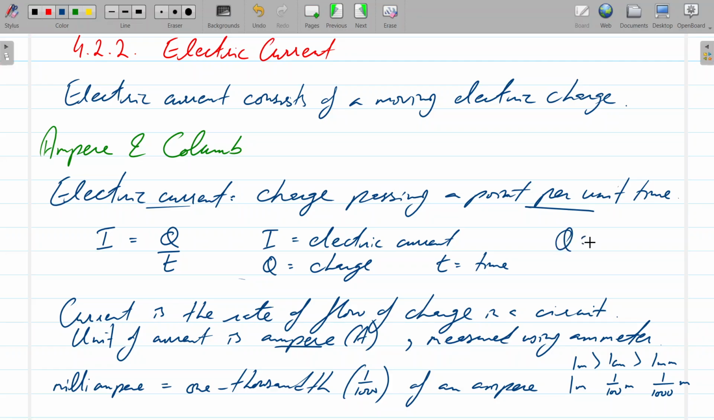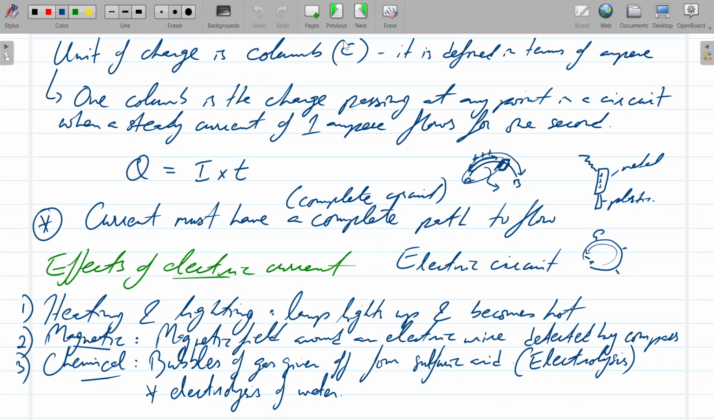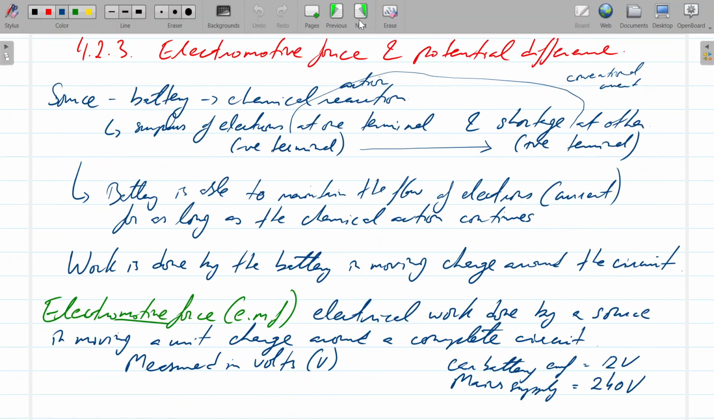Right, Q equals I into T, that's nothing new. Just move this around and you get that. So it's over here as well. That is how the charge, or the coulomb, is defined. It is the charge passing any point in a circuit when a steady current flows for 1 second. So let's put that into practice.